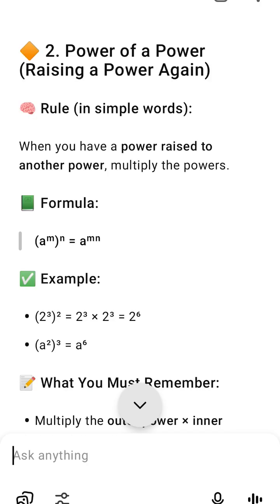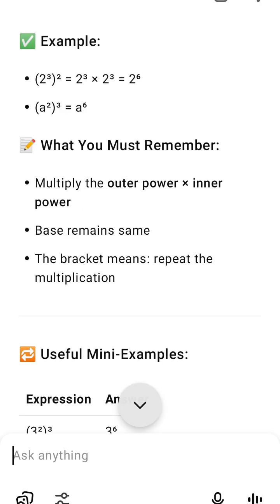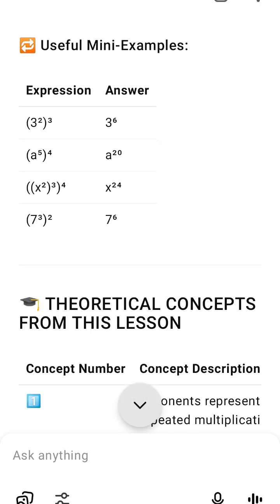Our memory rhymes, very simple. Same base, subtract on divide. Power on power, multiply to survive. Power 0 makes it 1, base must stay or rules are done.